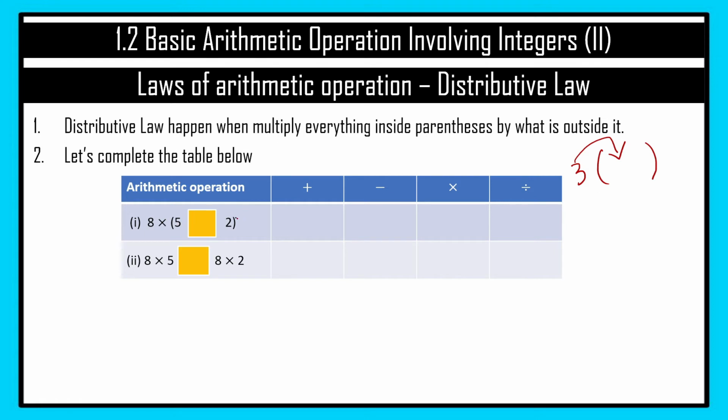So the parenthesis, which is the bracket, and 1 yellow box. So it will be, for the first one, 8 multiply 5 plus 2. So we're going to do whatever is in the bracket first, which is 5 plus 2 equals to 7. So next one is 8 multiply 7. You should get 56.